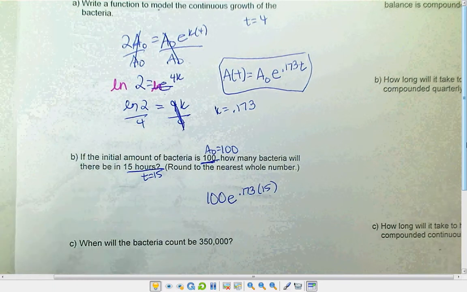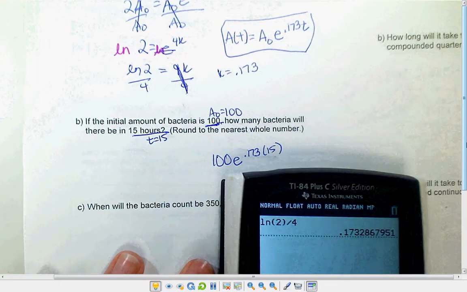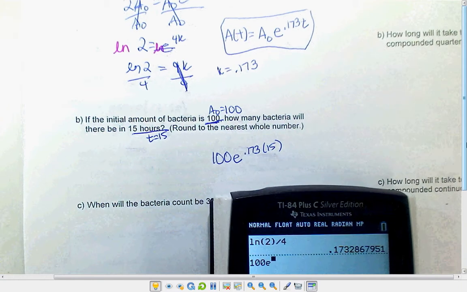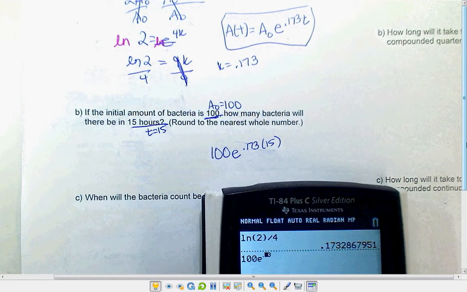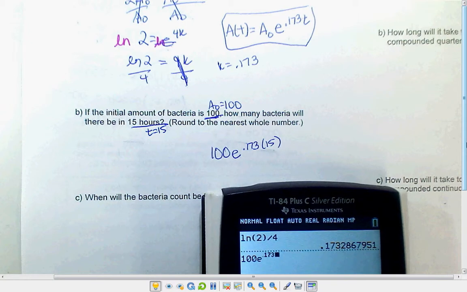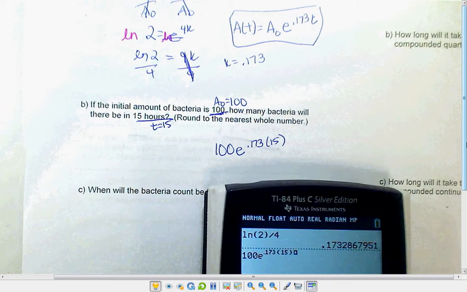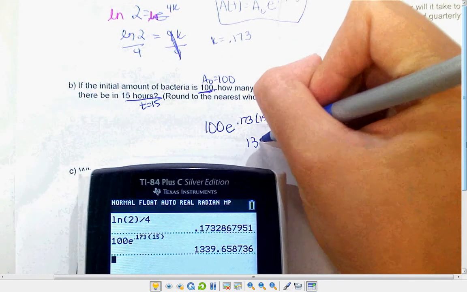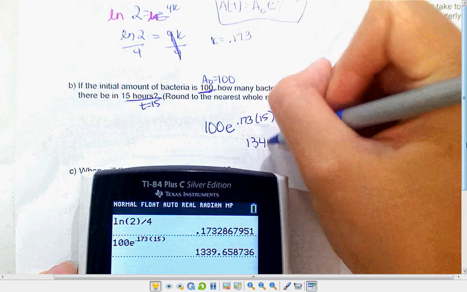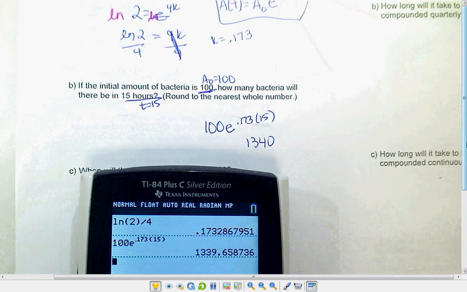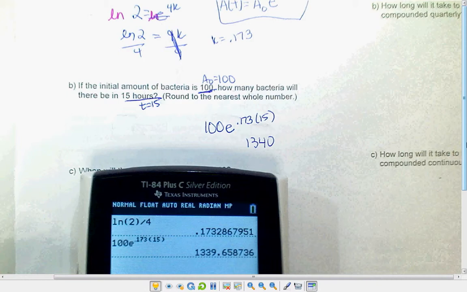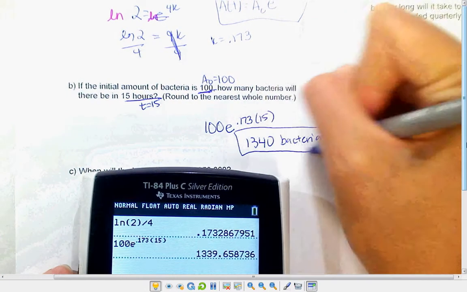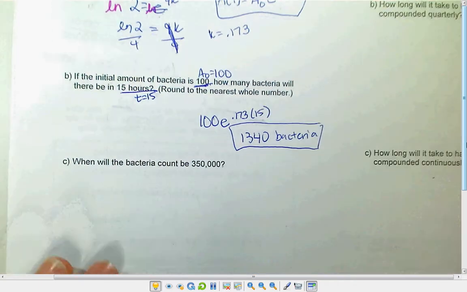So this is just one that we're going to plug straight in. 100 e to the power of 0.173 times 15. Press enter. We get 1340, since it wants us to round to the whole number. And this is talking about bacteria, so we have 1340 bacteria. That's my answer for part B.